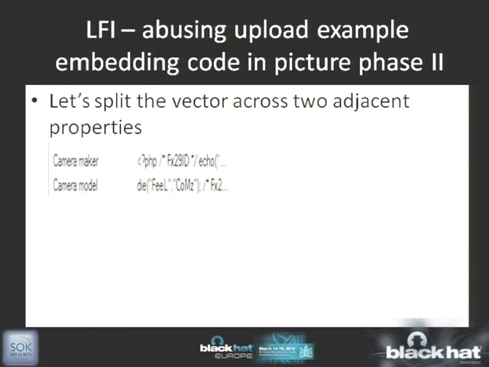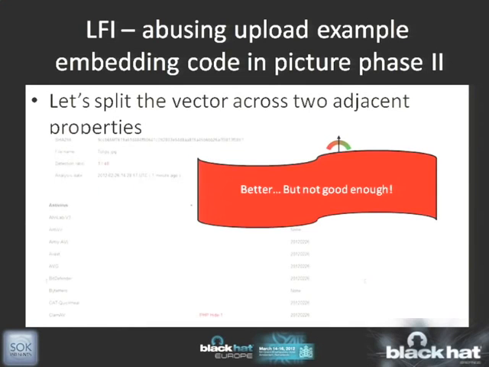So we decided to split the vector into 2 adjacent properties, thinking that maybe antivirus just looks at the code property by property, and splitting it into 2 adjacent properties will confuse them. And indeed, that's what happened. And now only 1 antivirus recognized our malicious pictures with that embedded code.